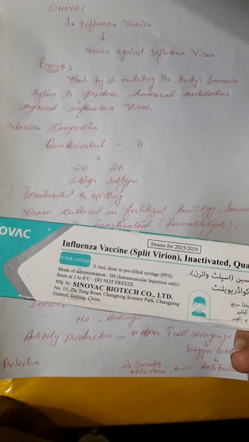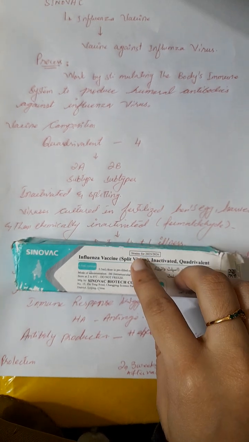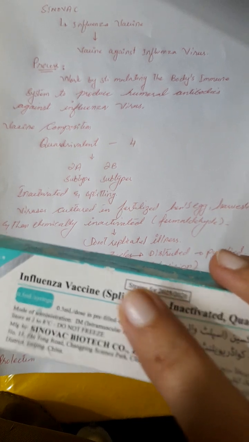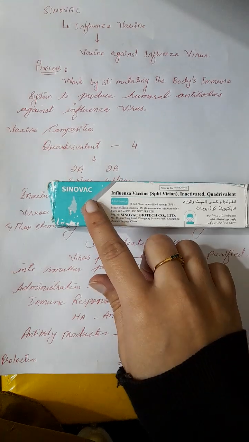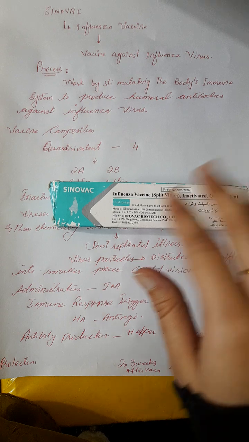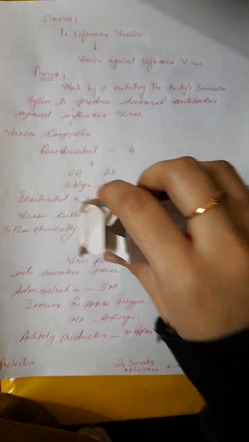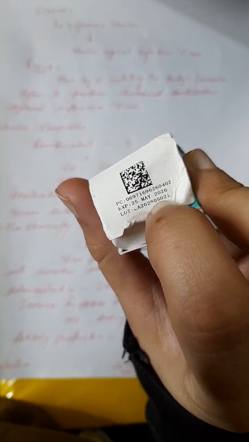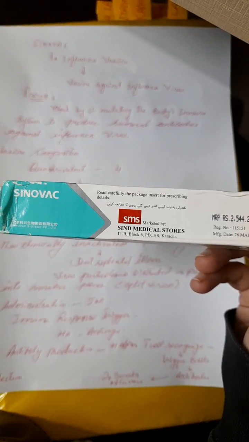The best thing you can say is that the influenza virus always changes its strains after one year, so this vaccine is valid for one year. You can see this is a strain for 2025 to 2026. This Sinovac vaccine is made by, this is the brand name, Sinovac Biotech Co. Limited. This is the influenza virus vaccine with the expiry date and the lot number. You can see the expiry date is 2026, because this is valid for only one year.